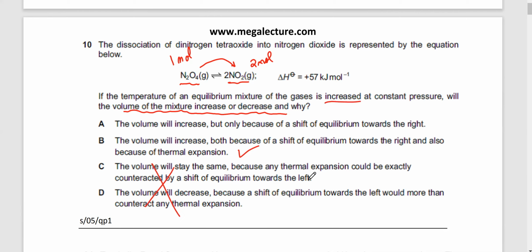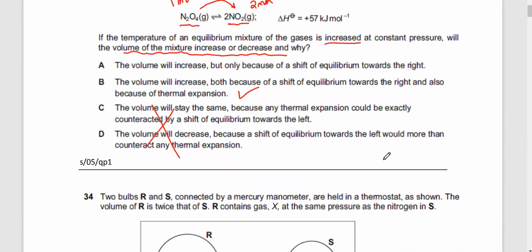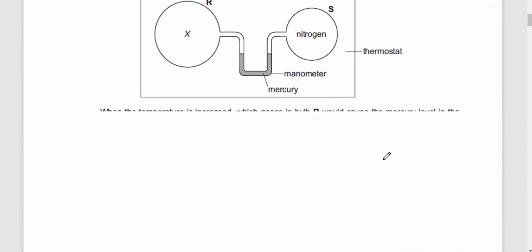So whenever you heat anything, there's thermal expansion. Whenever you heat gases, like a solid doesn't really expand thermally. I mean, it actually does, but a very, very tiny amount. Gases, they do expand a lot. Okay, this one.